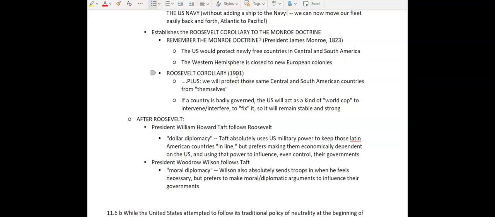Teddy Roosevelt comes along in 1901 and adds to that. A corollary is an addition. Yeah? Plus, we will protect those same Central and South American countries from themselves. If a country is badly governed inside, the U.S. will act as a kind of world cop to intervene, that is, interfere in that country to fix it so it will remain stable and strong.